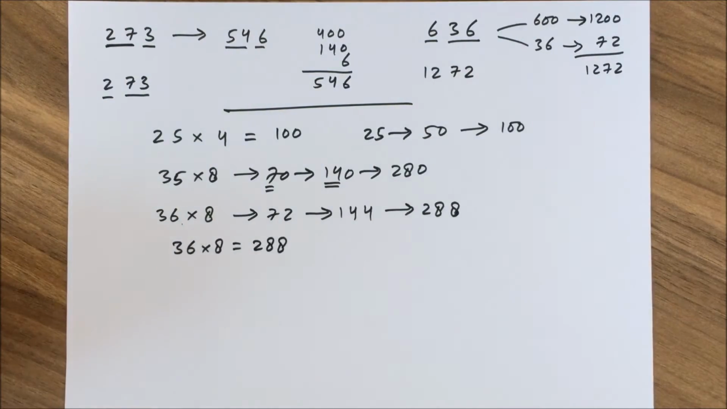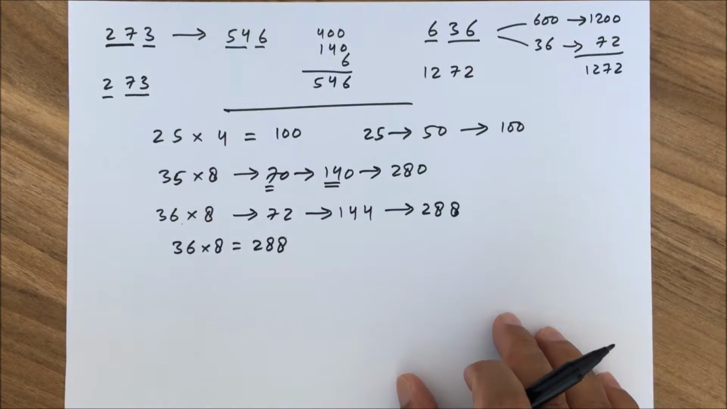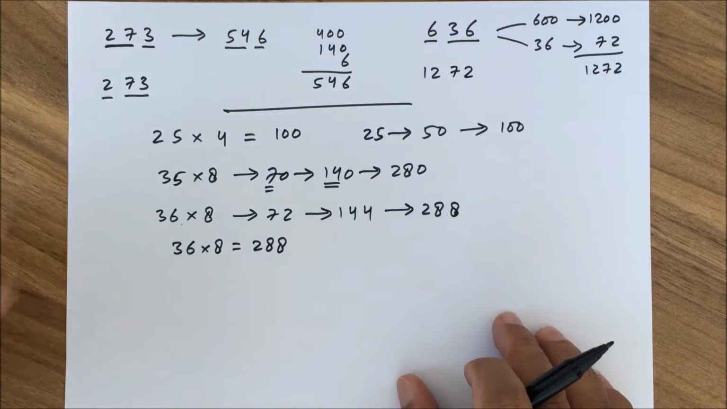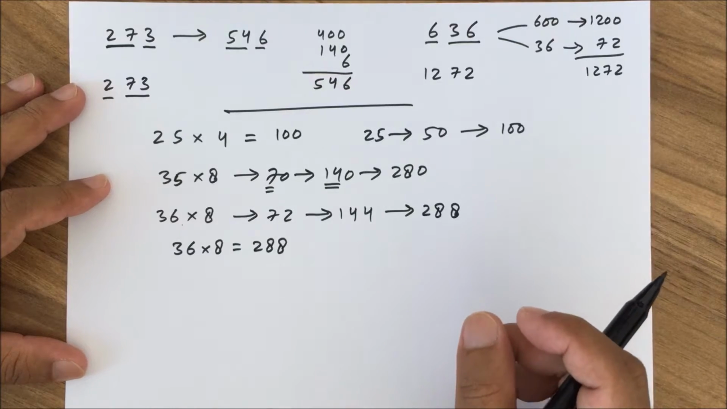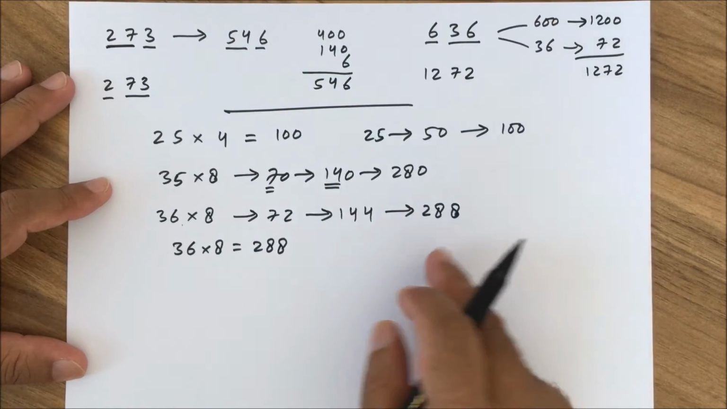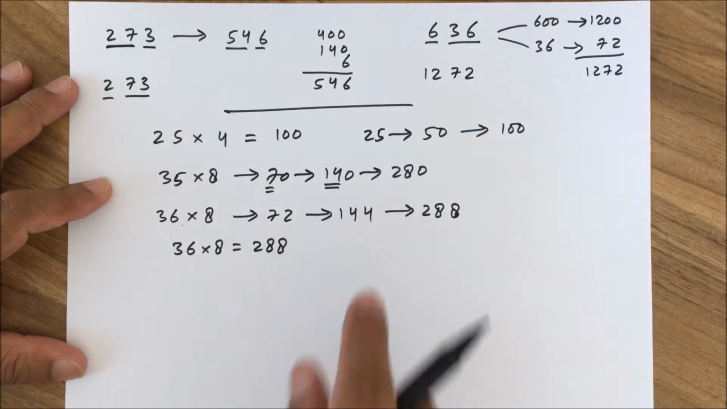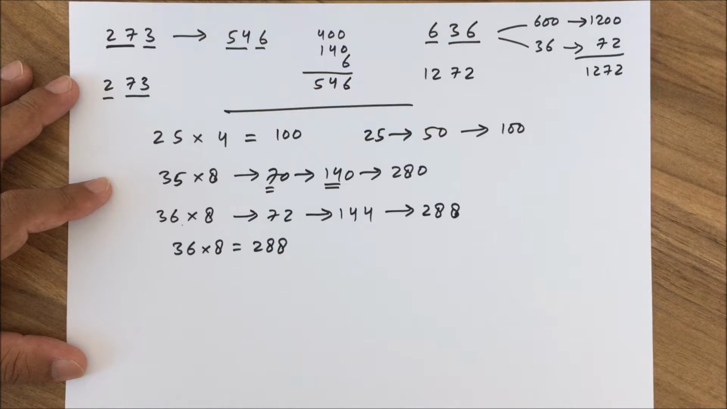Okay, do this practice, and in all the exercises that you are going to do, don't multiply by 4 or 8. Just use the technique that I showed you here. Just double the numbers twice or double the number 3 times.